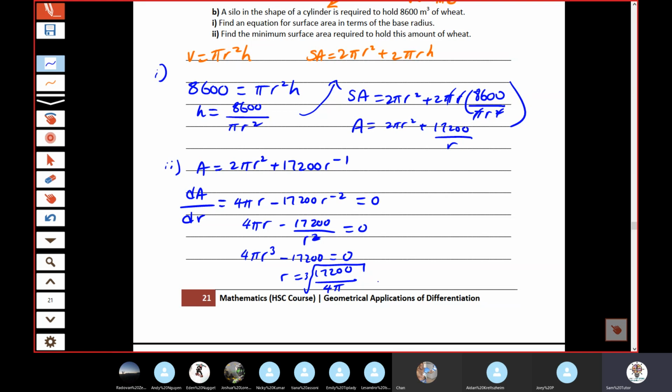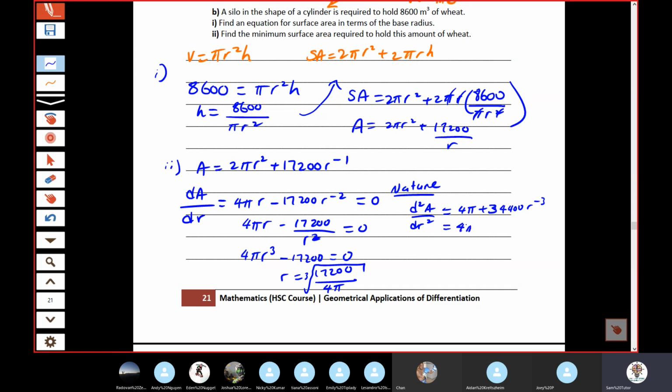The second derivative is not as bad. You'll know which option to take as you do questions. Let's do nature. I'm going to do the y double dash still. I can see it can work. 4 pi r: what happens when you differentiate 4 pi r? You're left with just 4 pi. And then bring the negative 2 down. You're going to have plus 34,400 r to the negative 3.